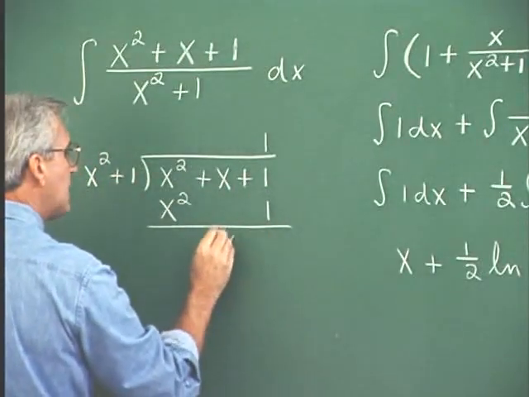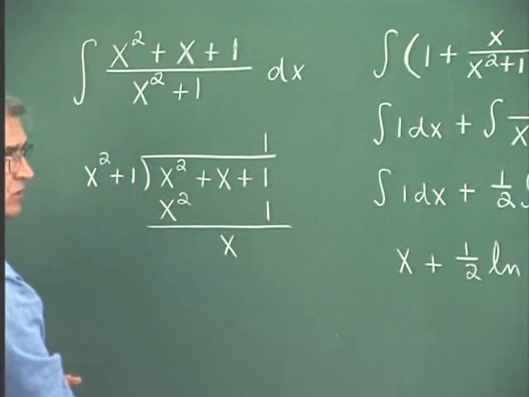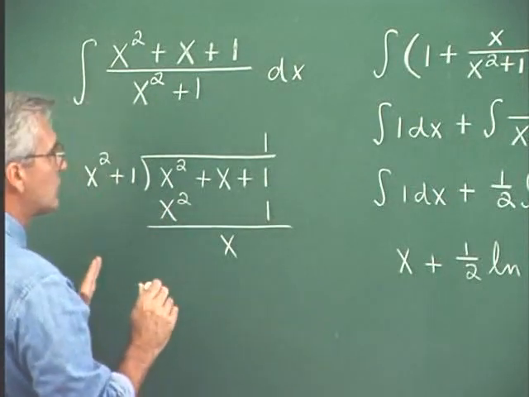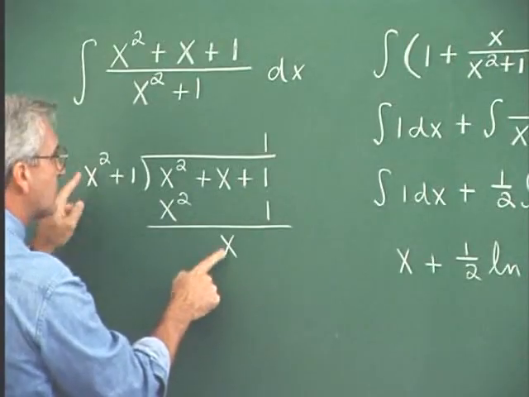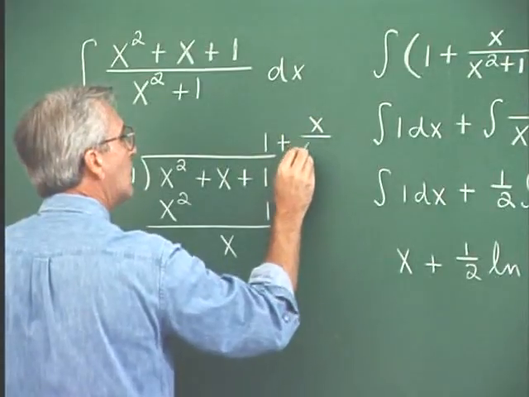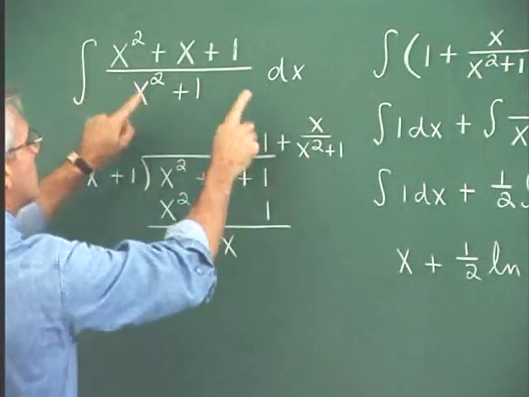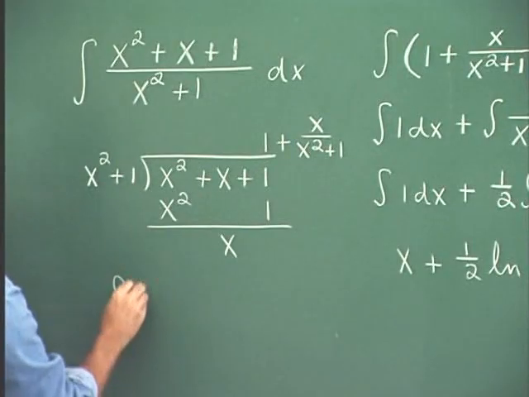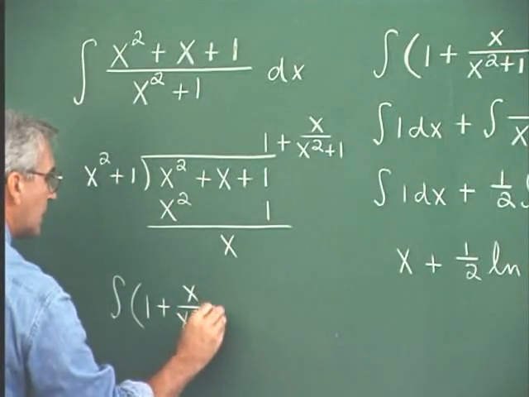We bring down the x, and so x is the remainder because it is of a degree lower than the x squared. Okay, so the complete answer in this situation is 1 plus the remainder over the divisor. So it's really 1 plus x over x squared plus 1. Now we can rewrite this then in this form. So it is the integral then of 1 plus x over x squared plus 1.